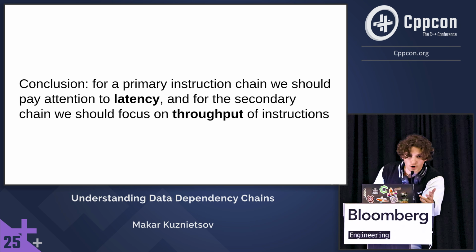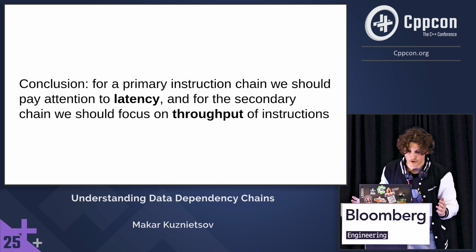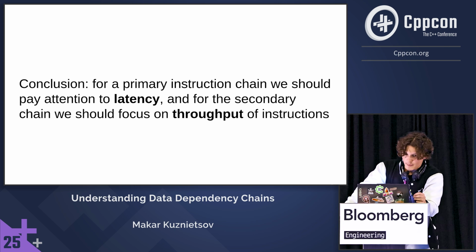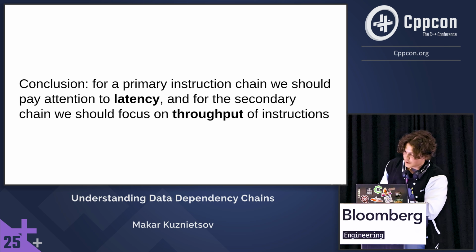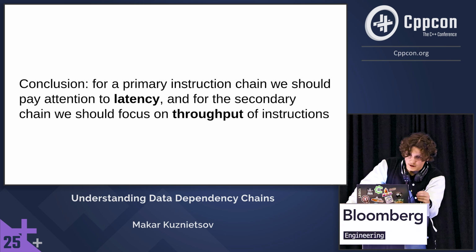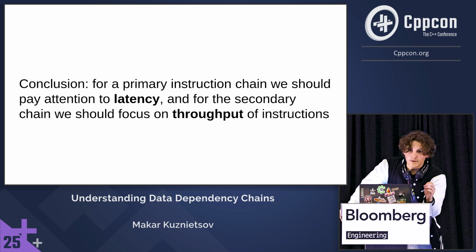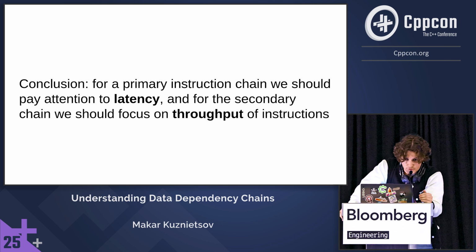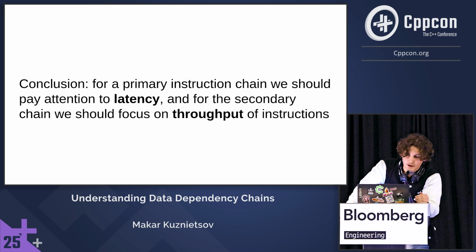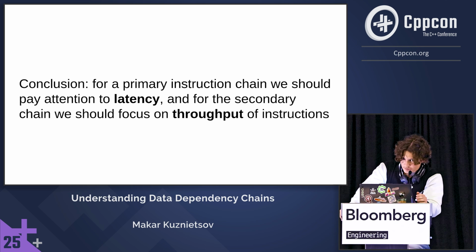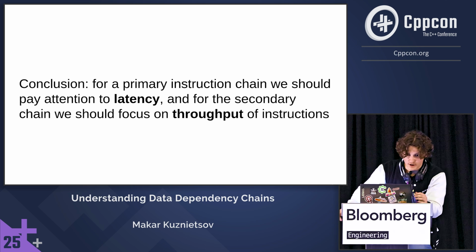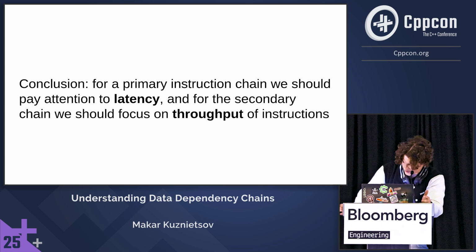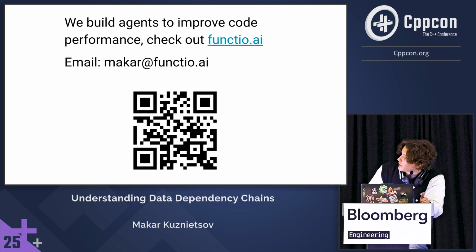So the conclusion of my talk, and if you skip the entire talk, what I want you to memorize is: when you have a tight loop with a data dependency chain, you have to identify the primary and secondary chain. For the primary, you have to look at the latency of the instructions. Now for the secondary, you have to optimize for the throughput because they kind of work with each other and kind of depend on each other. And that was my talk.